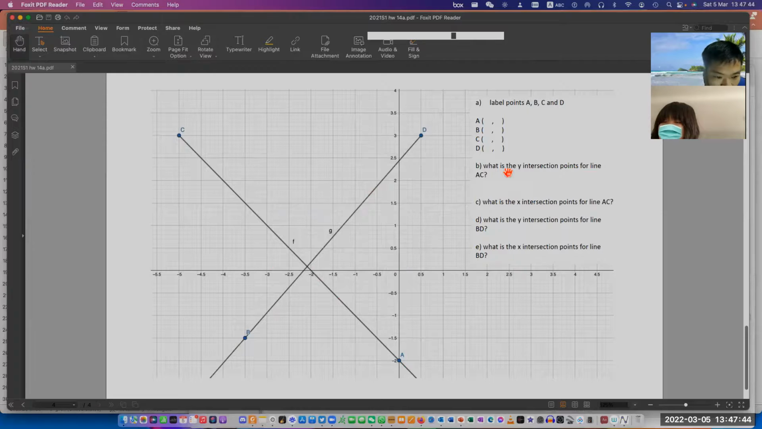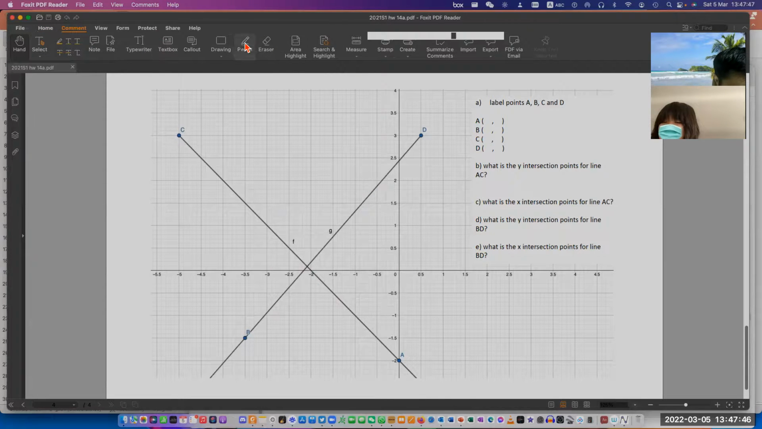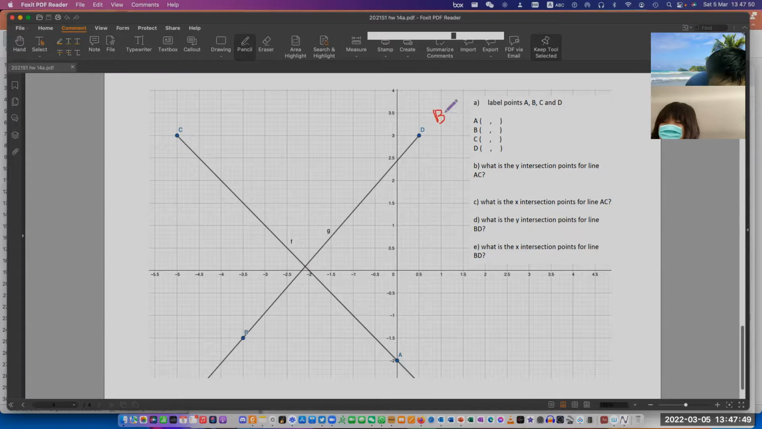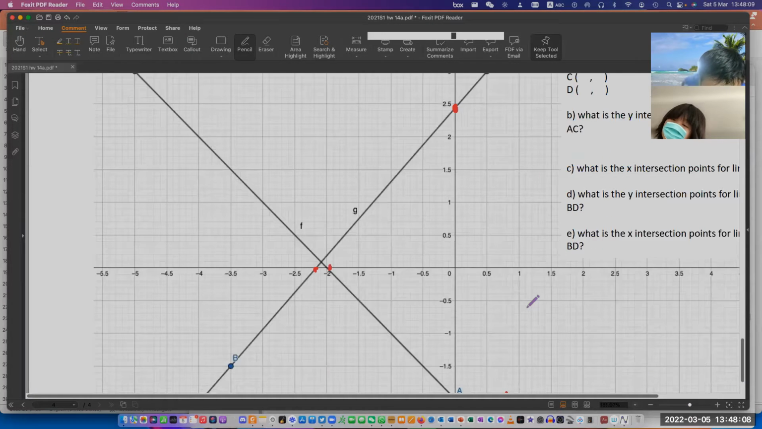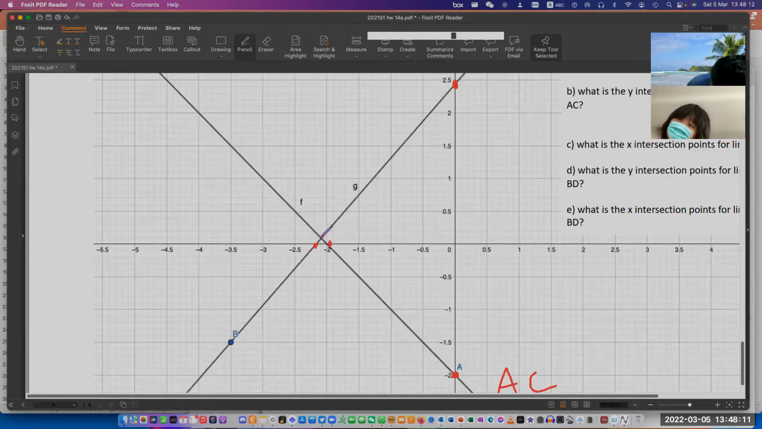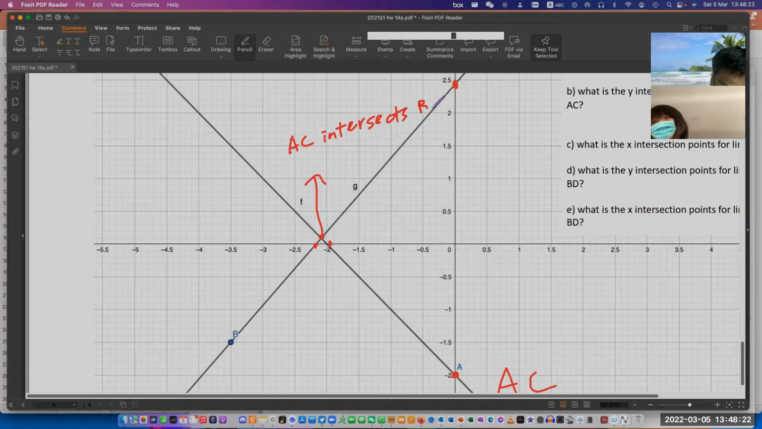I want you to observe one thing. You have this line BD, you have this line AC. You also have the Y intersection point and the X intersection points. Can I ask you, did you notice they also intersect each other at one point, which is this point? This is called AC intersects BD.